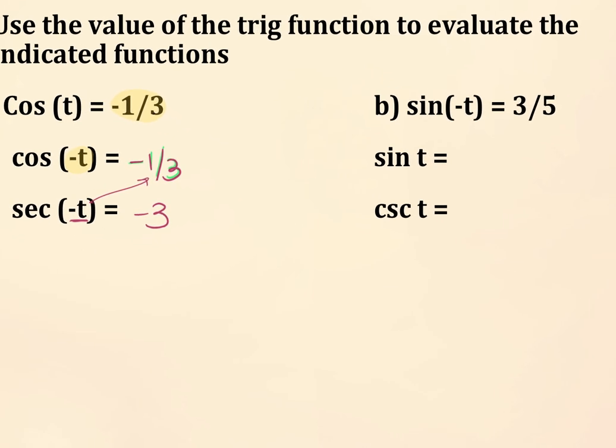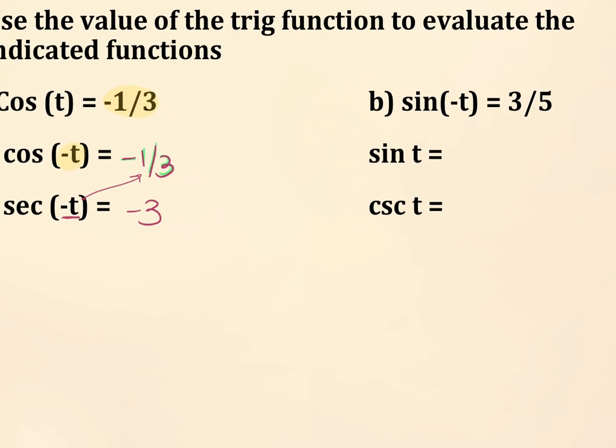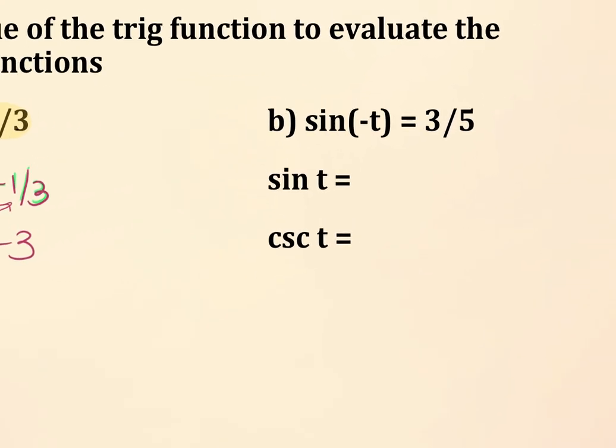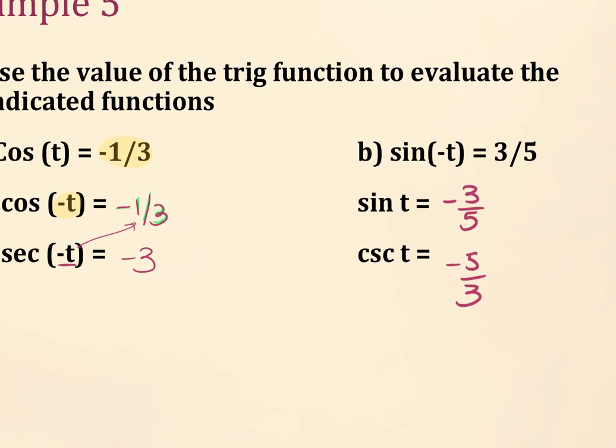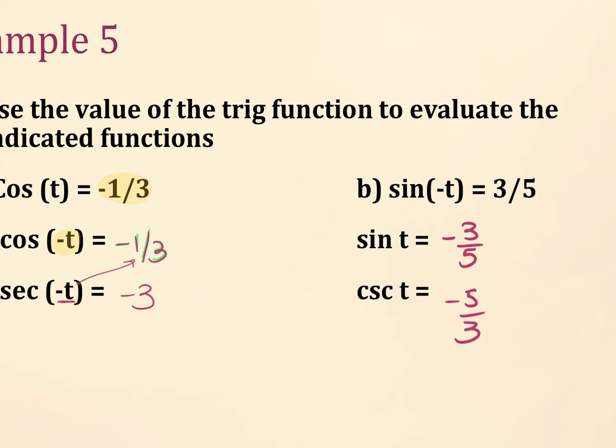B says the sine of negative t is 3/5. What would be the sine of positive t? Negative 3/5. So remember, sign changes positive or negative sign. Only cosine and secant don't. And what's the cosecant of t? Negative 5/3. Flip what we just found. Questions on that one?